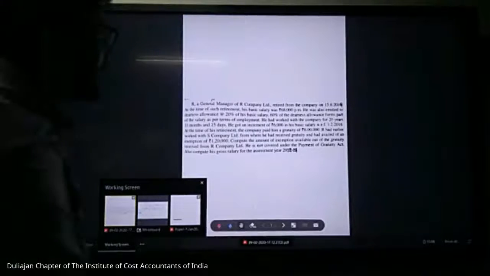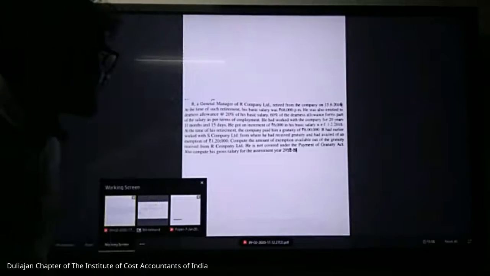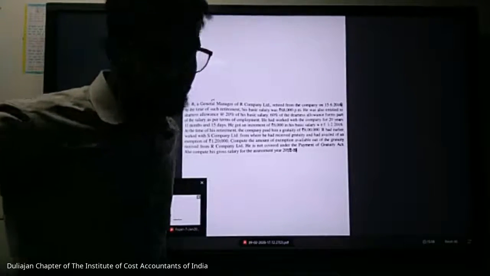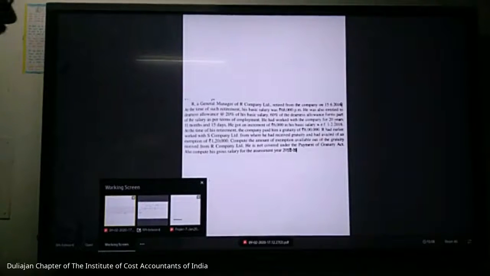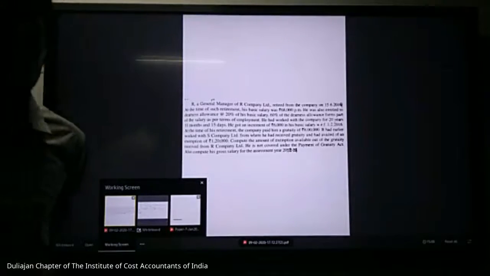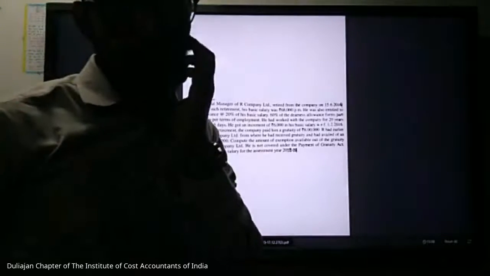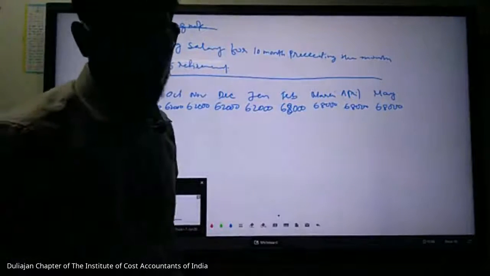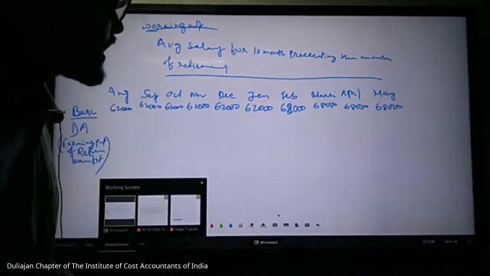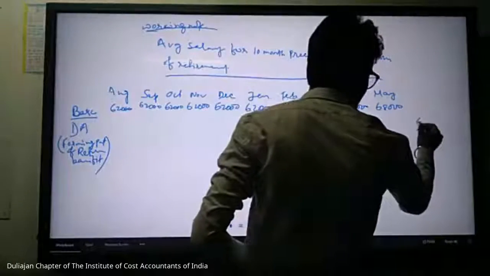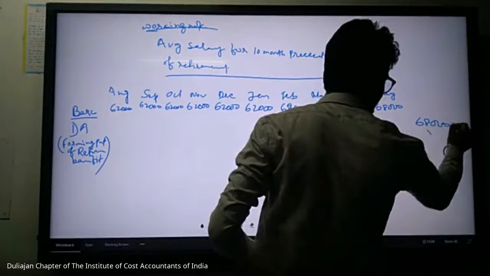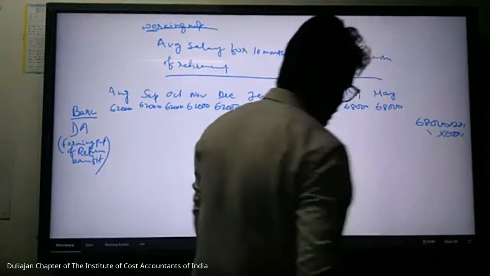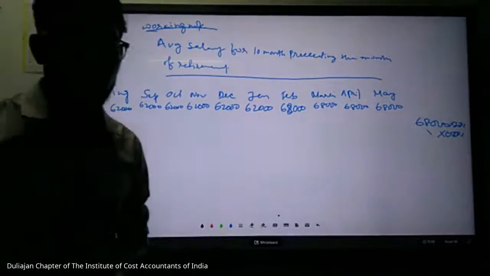Now for calculating DA, it says my DA is 20% of basic salary. However, out of this 20%, only 60% is towards retirement benefit. So just calculate 68,000 का कितना मेरा DA है? 68,000 का 20% is my DA, and out of this 60% only is forming part of retirement benefit.